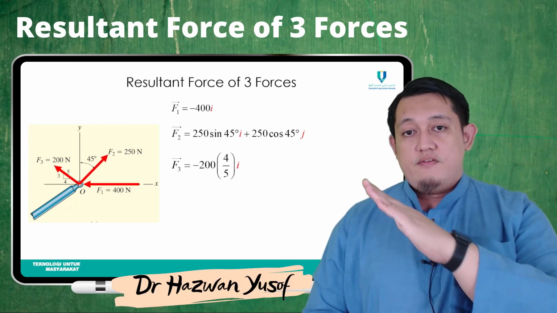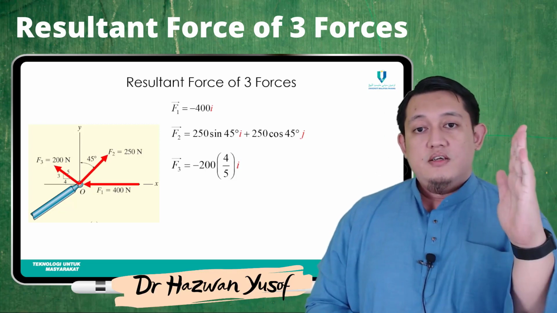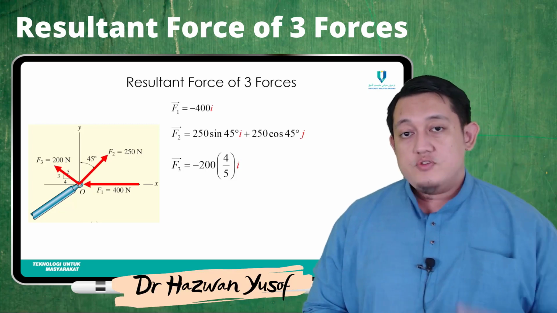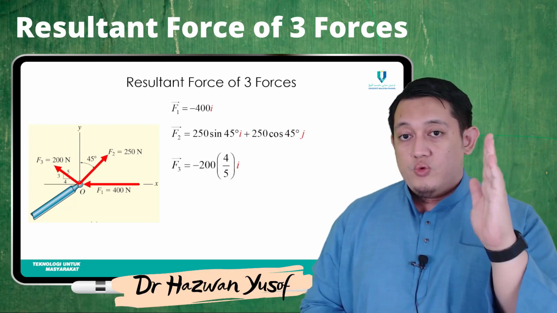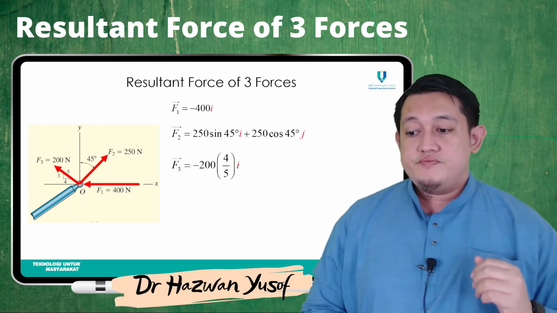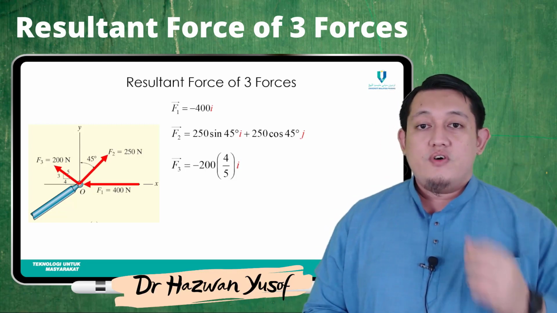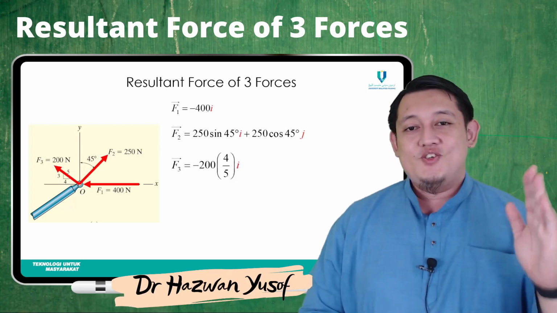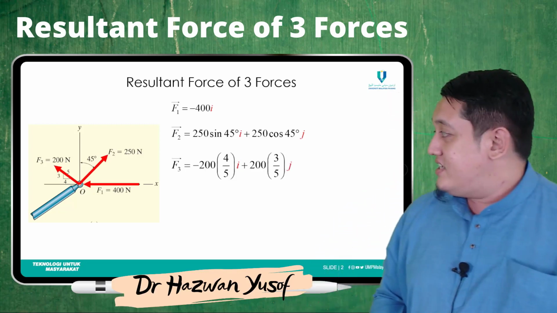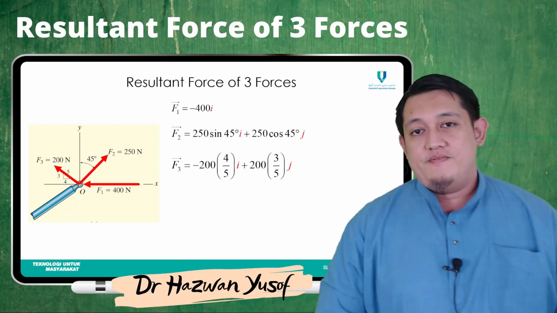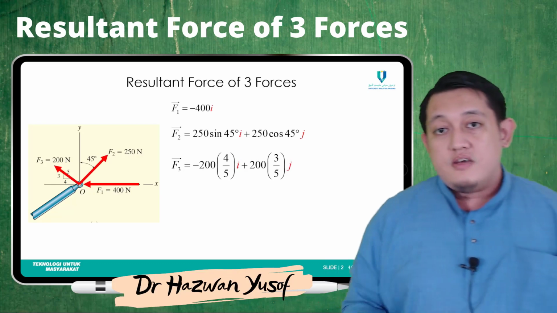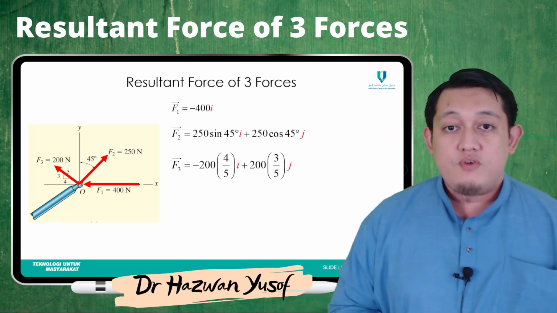And then let's do Fy. For Fy, from here to here, we are pointing towards the positive. So it will be positive 200, with the same direction as y, which is 4. Sorry, not 4, 3. So positive 200, 3 over 5. Finish. So we have already converted all the forces into Cartesian vector form.